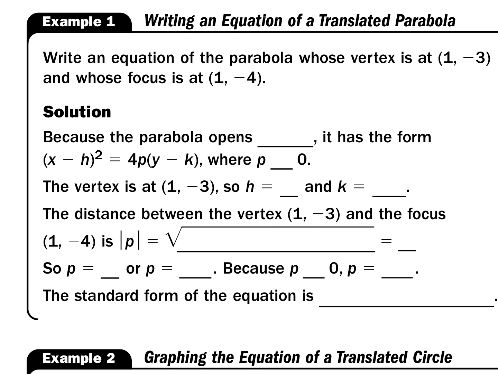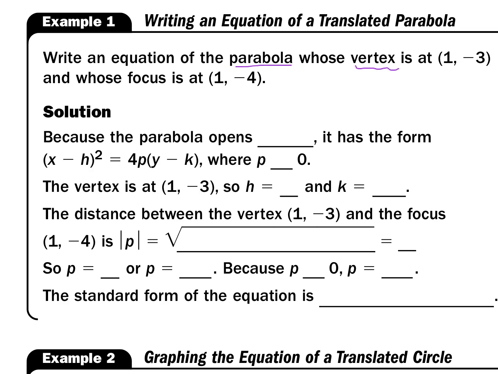Example 1, identifying and graphing conic sections. So we've got example 1, writing an equation of a translated parabola. So in this one they're going to give us some information and we're actually going to write the equation. Okay, they've already told us that it's a parabola, so it was very nice of them. We probably could have figured that out based on looking at the equation, but we're going to do what we have and then go from there. So it says write an equation of a parabola whose vertex is at 1 comma negative 3 and whose focus is at 1 comma negative 4.